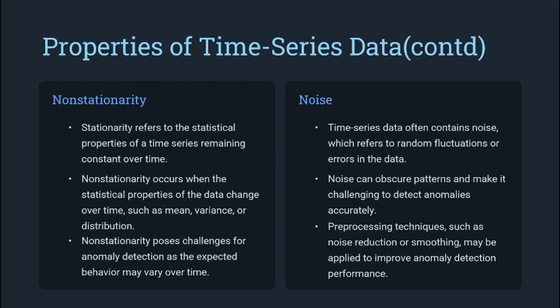Now let's learn about non-stationarity. Stationarity refers to the statistical properties of a time series remaining constant over time. Non-stationarity occurs when the statistical properties of data change over time, such as mean, variance, or distribution. Non-stationarity poses challenges for anomaly detection as the expected behavior may vary over time. So, noise. Time series data often contains noise, which refers to random fluctuations or errors in the data. Noise can obscure patterns and make it challenging to detect anomalies accurately. Pre-processing techniques such as noise reduction or smoothing may be applied to improve anomaly detection performance.